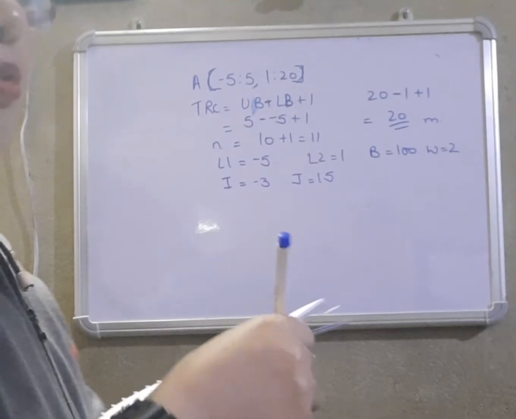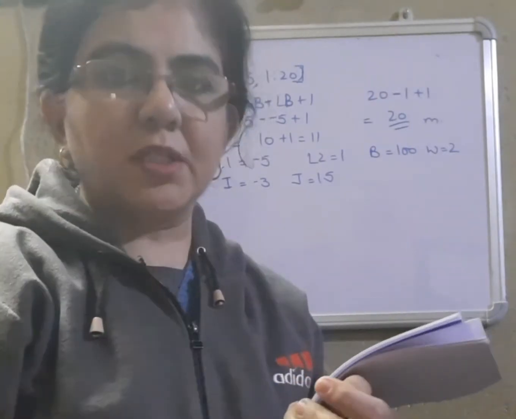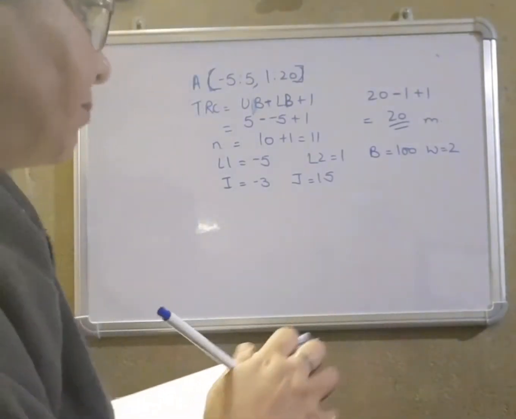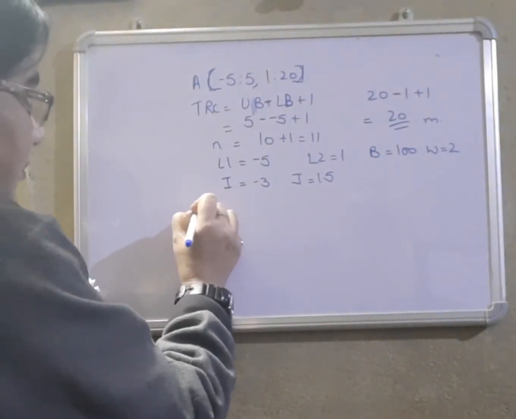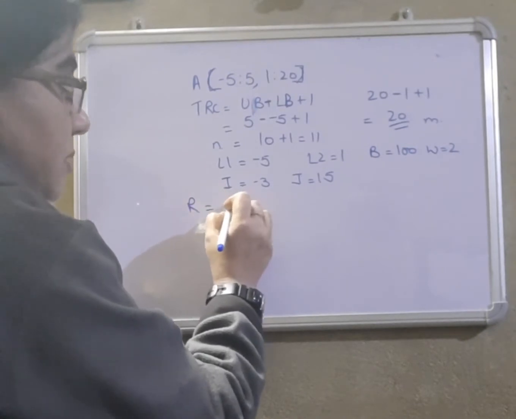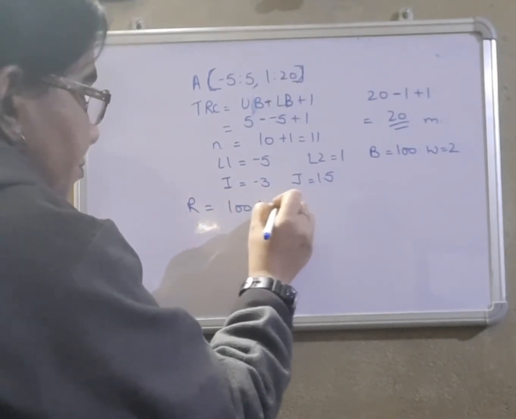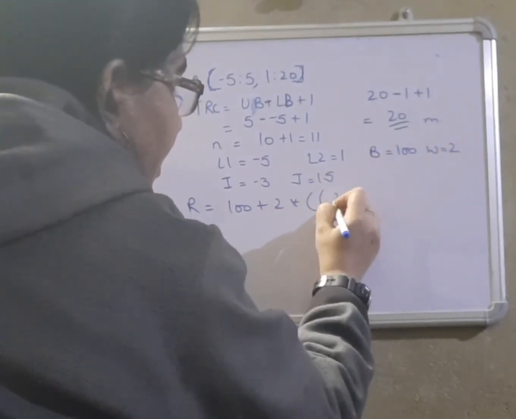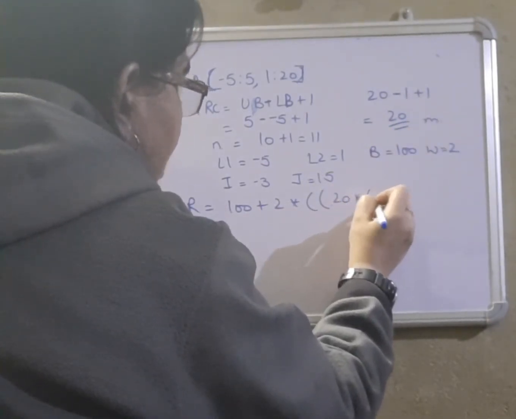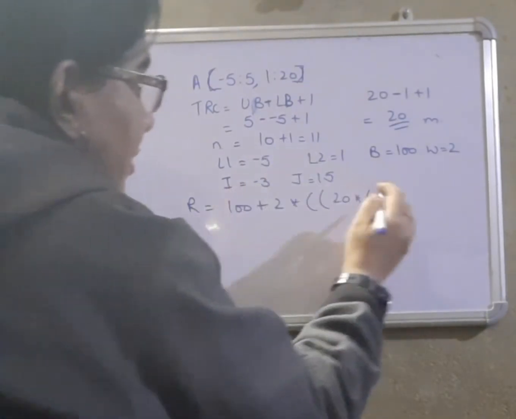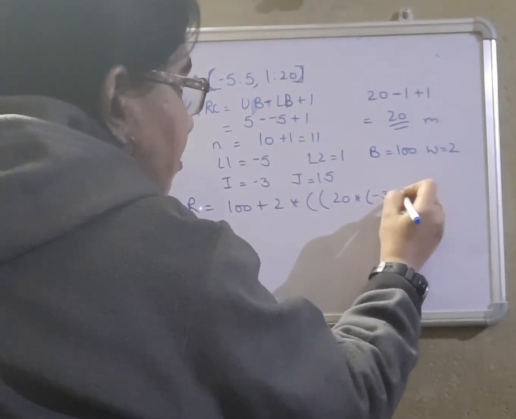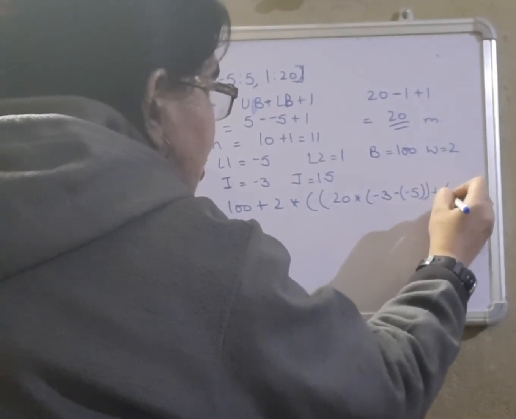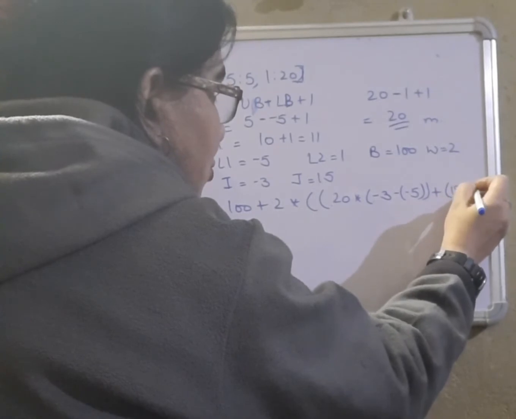Which formula? Row major or column major? Again the question does not stress anything. So we'll calculate it by row major. So in row major our answer will be: the base address 100 plus 2 into, again we require M, 20 into I minus L1, minus 3 minus minus 5, plus J 15 minus L2.